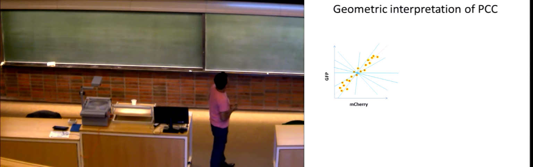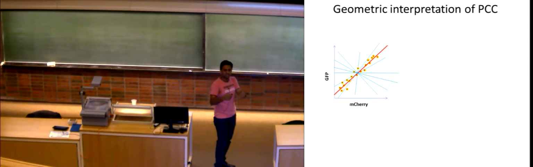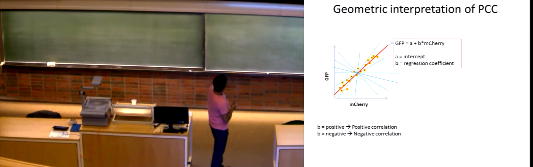But how to choose a particular line? Of course I have to select a line which minimizes the mean square difference between that line and all the data points, right? This is the whole algorithm of PCC inside. And once you get the line, you basically get the intercept and the slope.